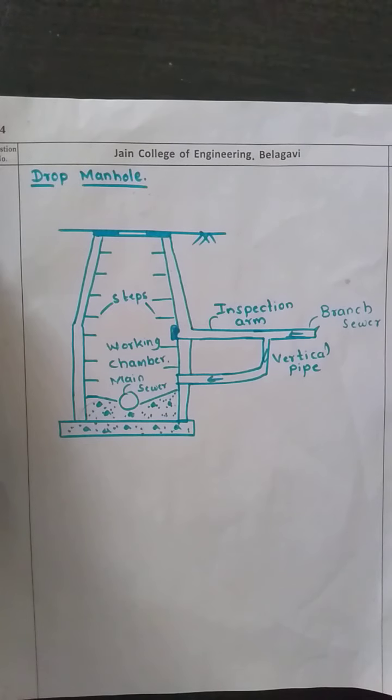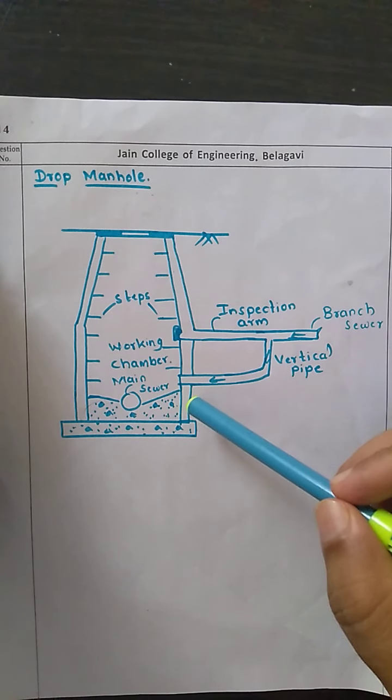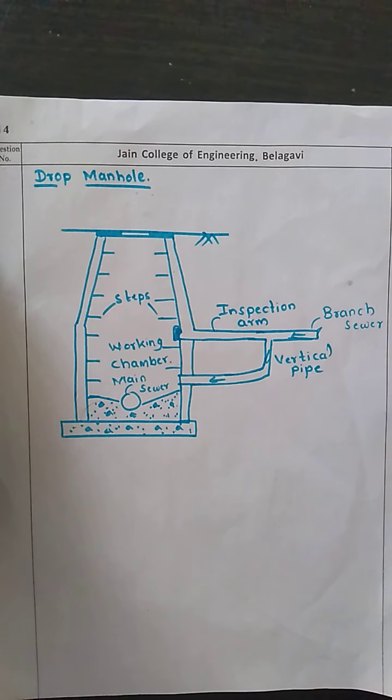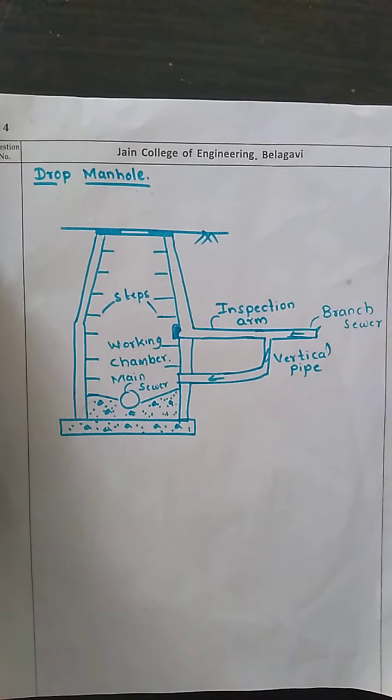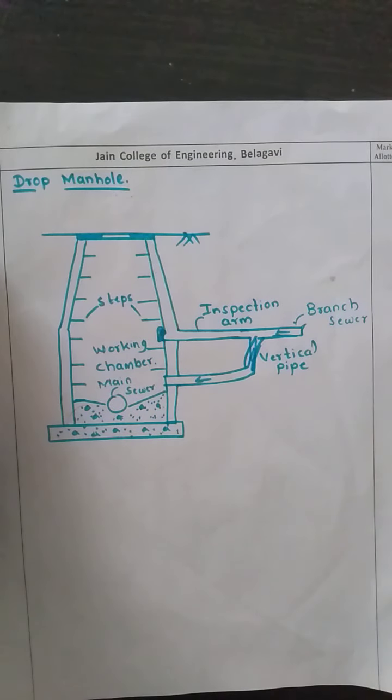When a branch sewer enters a manhole where the difference in height between the branch sewer line and the main sewer line is more than around 0.5 to 0.6 meter, then we provide these drop manholes. The branch sewer line and the main sewer line are connected with a vertical pipe, and here we provide an inclination of around 45 degrees.